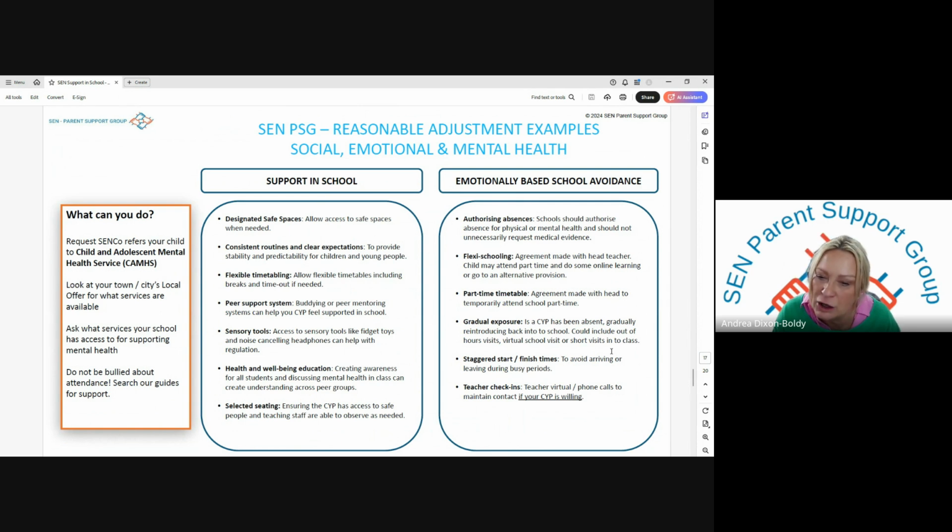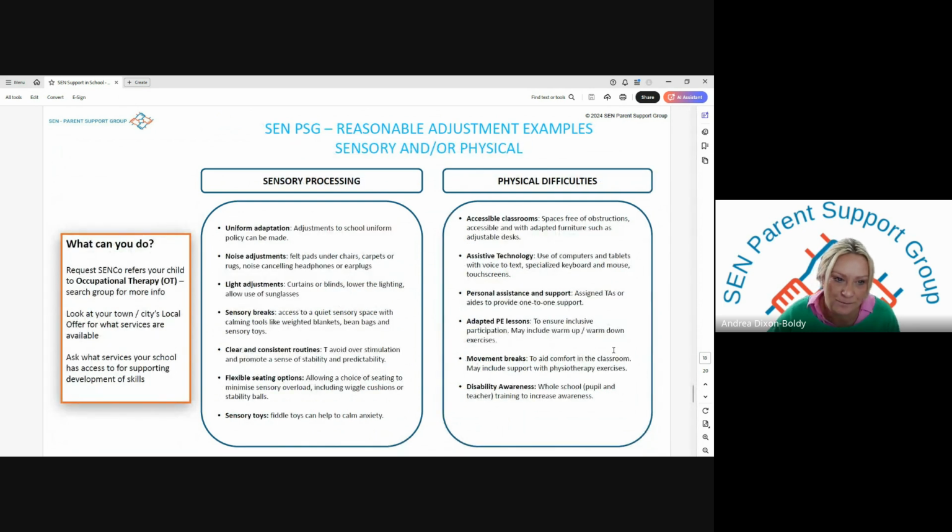They could have a gradually exposed timetable. So if a child or young person has been absent, they could be reintroduced back on an ad hoc basis with particular hours, visits, meets, greets, that type of thing. Staggering the start time and finish to avoid the busier periods, and teacher check-ins quite frequently if your child or young person is willing. Now, sensory and physical, again, you will see there's a list of areas here that can be adapted. This is just to give you an example of what school can do.